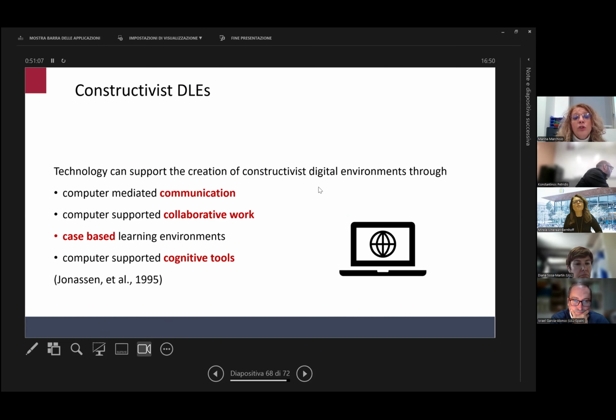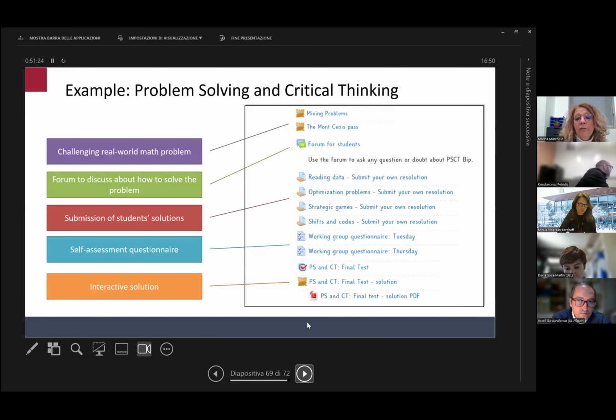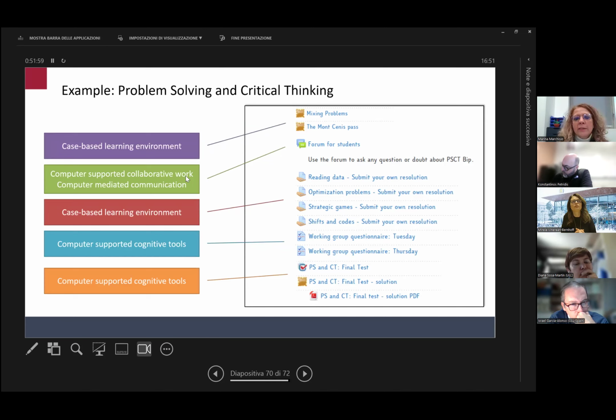According to this, technology can support the creation of constructivist digital environments through computer-mediated communication, computer-supported collaborative work, case-based learning environments, and computer-supported cognitive tools. On the right, you can see how a problem-solving and critical thinking digital learning environment of this blended intensive program is organized. You can recognize very easily these different resources and activities: a real-world math problem challenge, a forum to discuss how to solve the problem, submission of student solutions, a self-assessment questionnaire, and an interactive solution. And these activities correspond to case-based learning environments, computer-supported collaborative work, and computer-mediated communication.